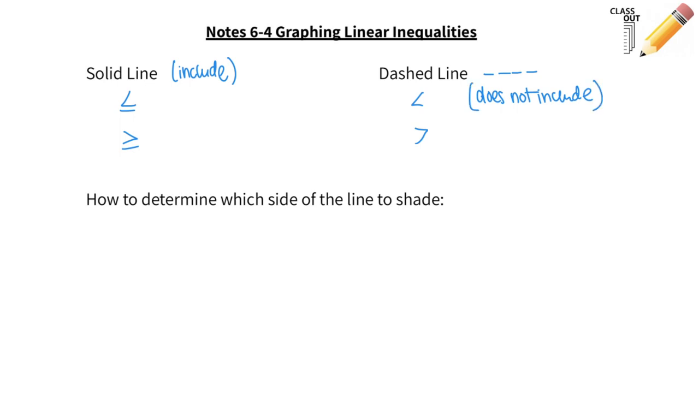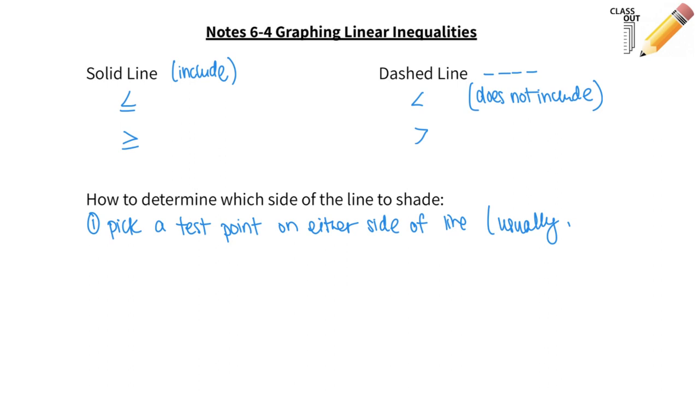To determine which side of the line to shade, you're going to pick a test point. Step one, pick a test point on either side of the line. Usually the easiest point to pick, as long as it is not on the line, is the origin, just because 0, 0 is the easiest point to plug in.